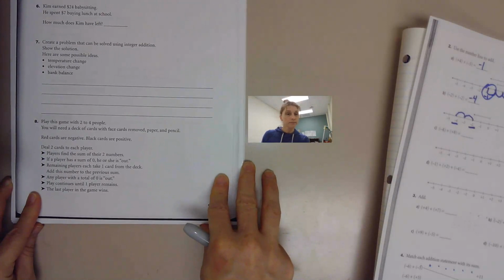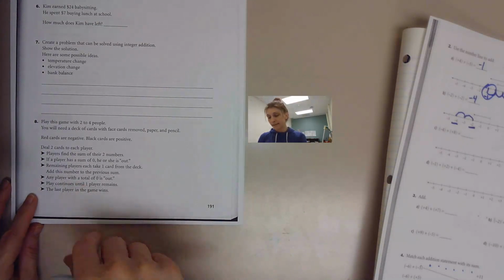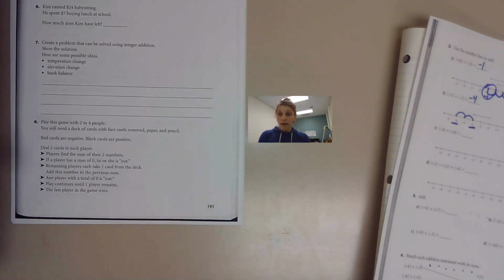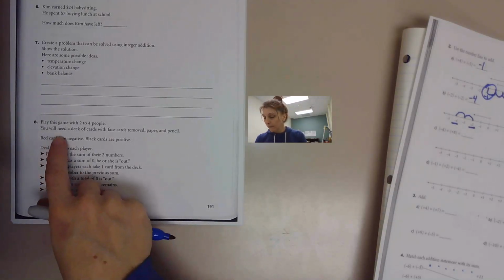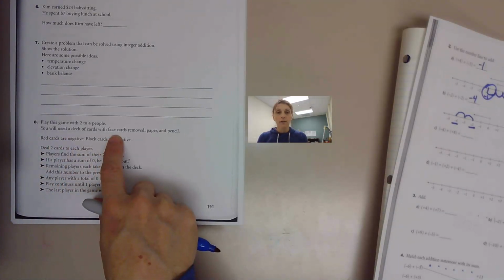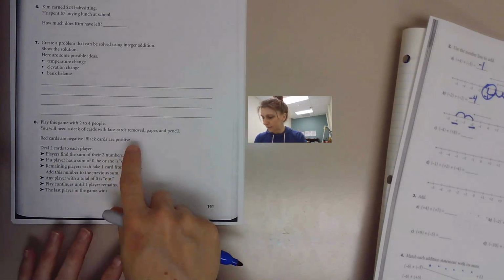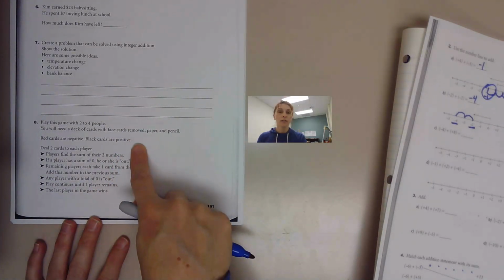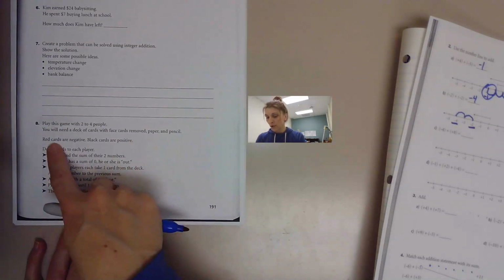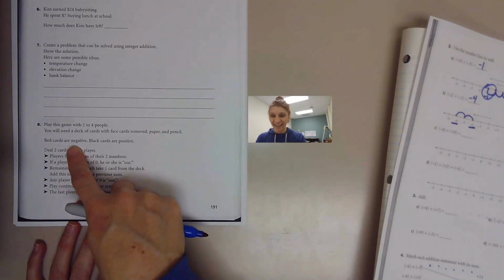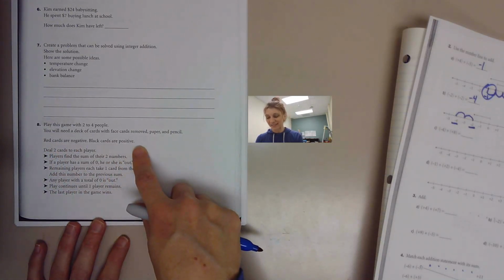And number 8. Play this game with 2 people. Yeah, if you want to at home, play this game with somebody, okay? You'll need a deck of cards. And you don't need any of the face cards. It's just the ace to 9, okay? And you need a paper and a pencil, okay? Red cards are negative, black cards are positive.